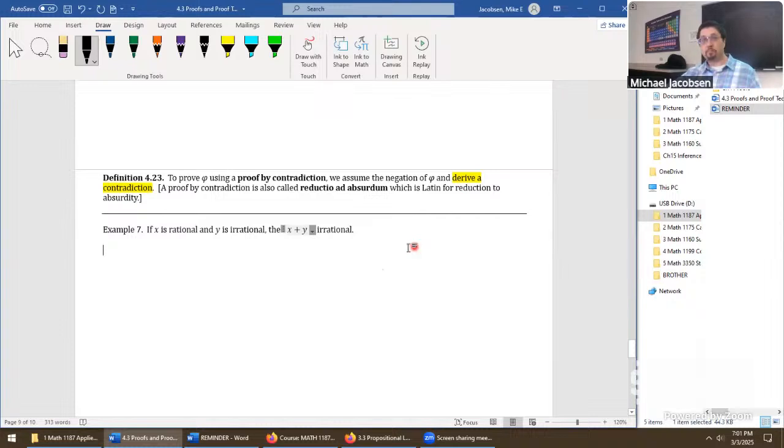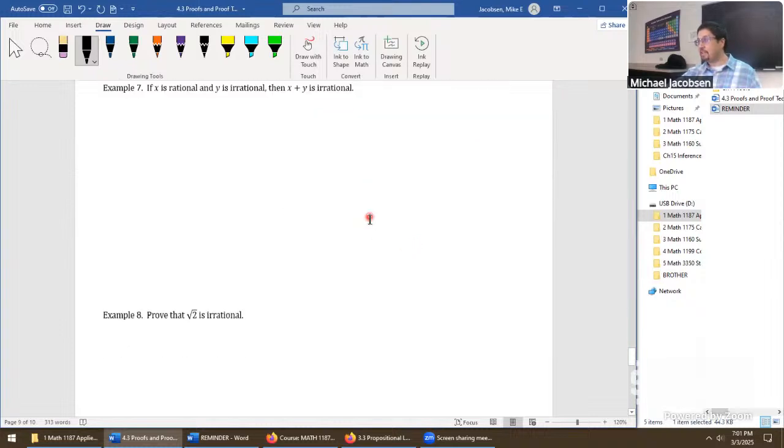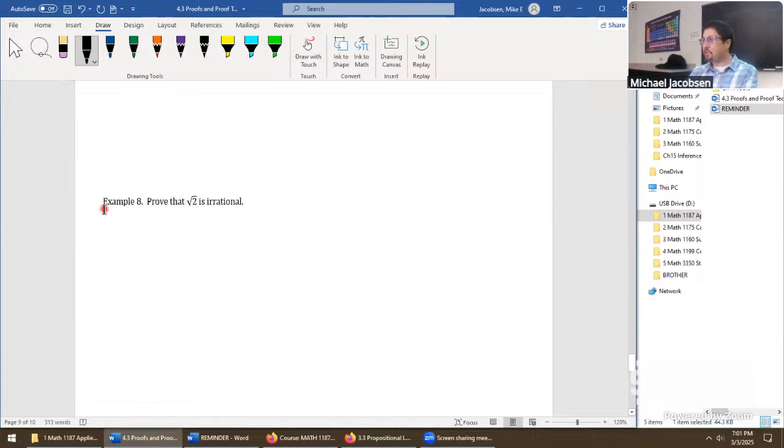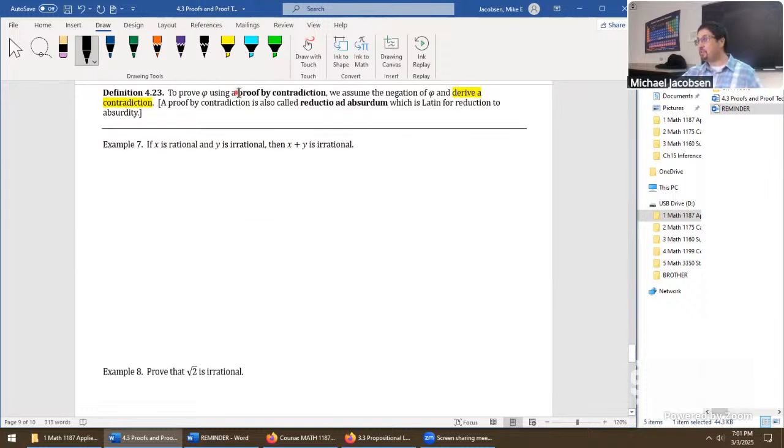We'll start off with the warm-up problem, example 7. Then we'll give a proof of this one right here. This one takes a little bit longer, but it's an important proof because showing that root 2 is irrational is fantastically hard, but it turns out with the right proof technique, not so bad. So we'll attack that idea here through proof by contradiction as well.